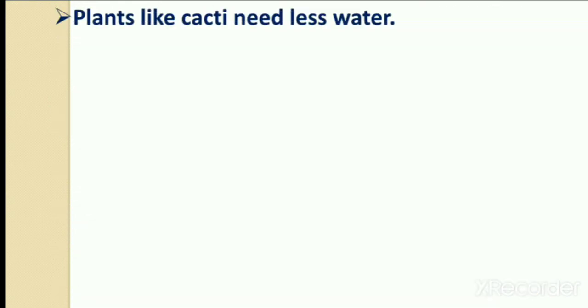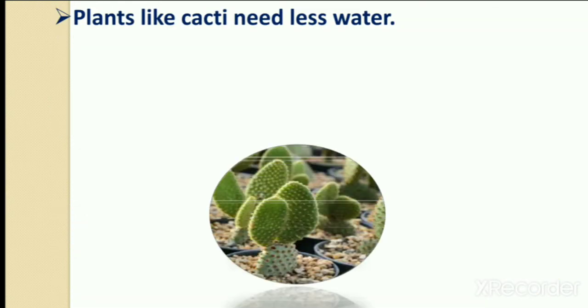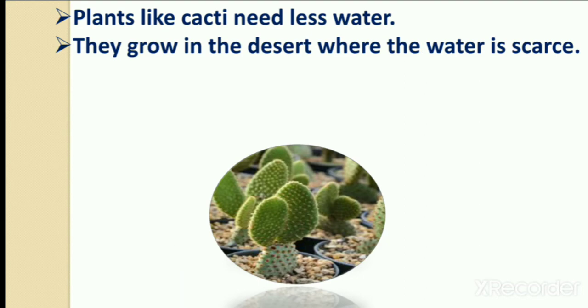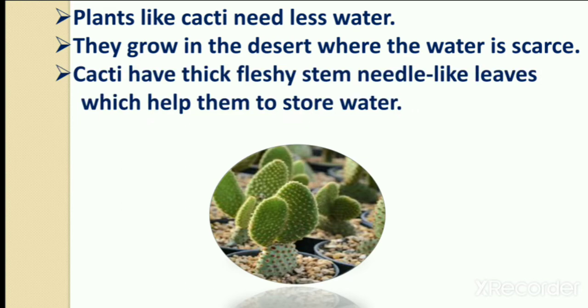Now, plants like cacti need less water. See, this picture is about the cacti plant that needs less water. They grow in the desert where water is scarce. Cacti have a thick fleshy stem and needle-like leaves, which help them to store water.